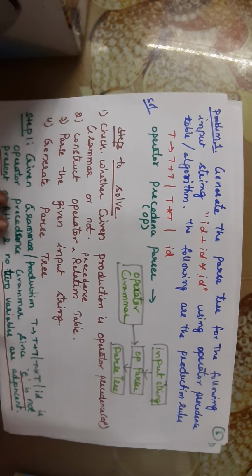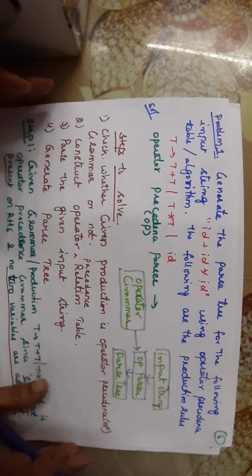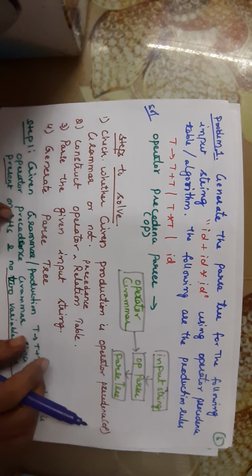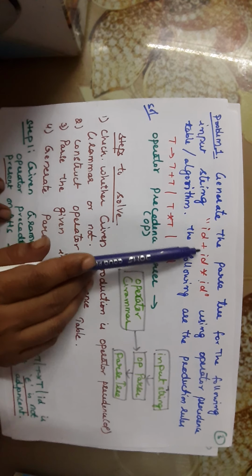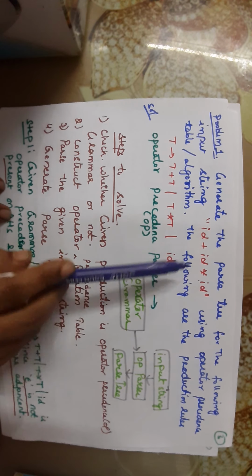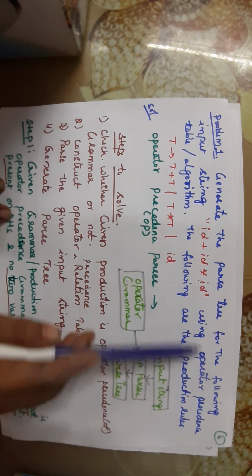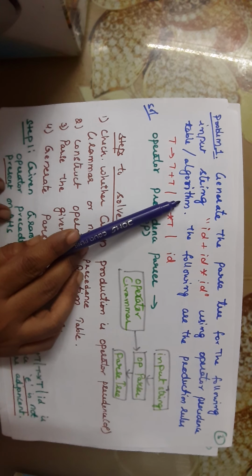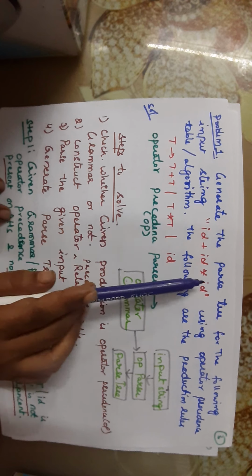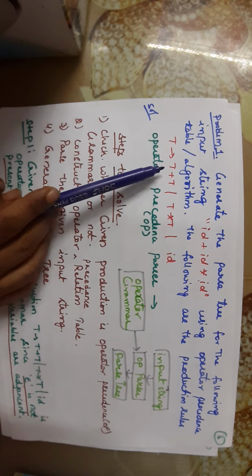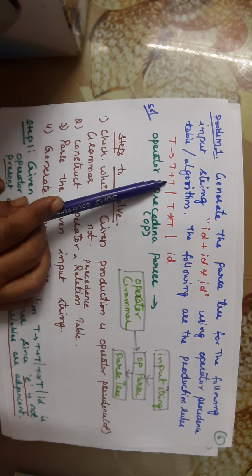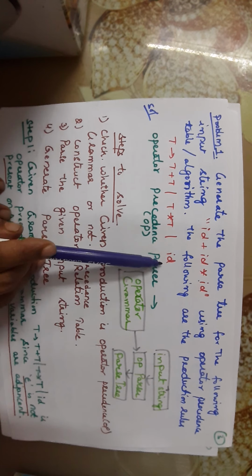Now coming to the problem, the question that will be asked in operator precedence grammar will be as follows. Generate the parse tree for the following input string: ID plus ID star ID. This is the input string. Using the operator precedence table or algorithm, we have to generate the parse tree for this given input string using the given production rules. The production rules given are T produces T plus T or T star T or ID.